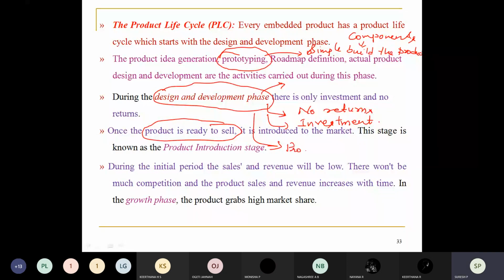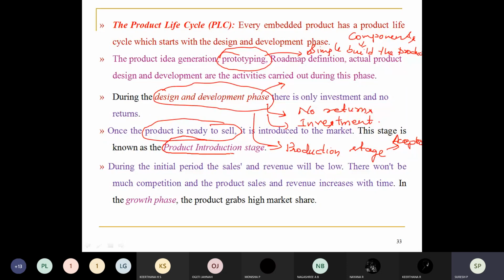Because we don't know initially whether my product will be accepted by many people or not. When a new product comes to the market, every investor or every buyer is going to have some doubt about whether this particular product is going to be useful for me or not, whether it will be of benefit for me. I have to look into that. So this particular stage is known as the product introduction stage.